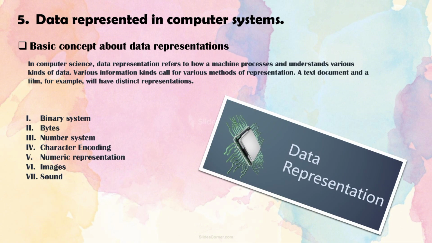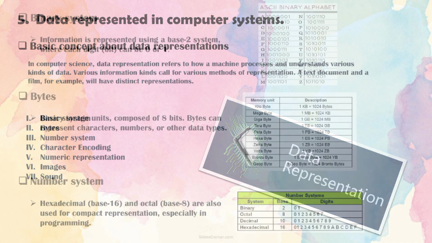Data represented in computer systems. Basic concepts about data representation. In computer science, data representation refers to how machines process and understand various kinds of data. Various kinds of information call for various methods of representation. A text document and a film, for example, will have different representations.